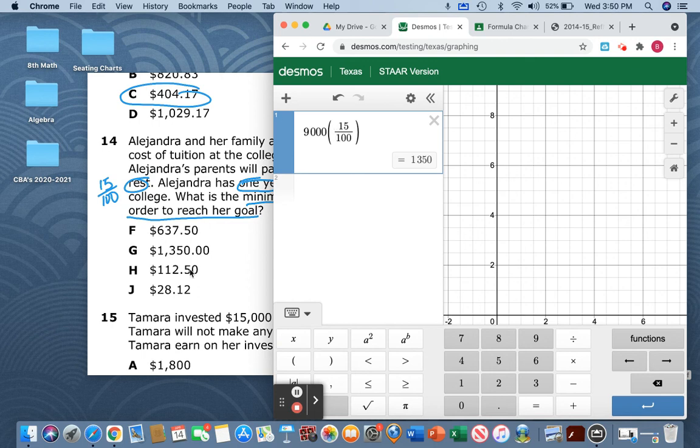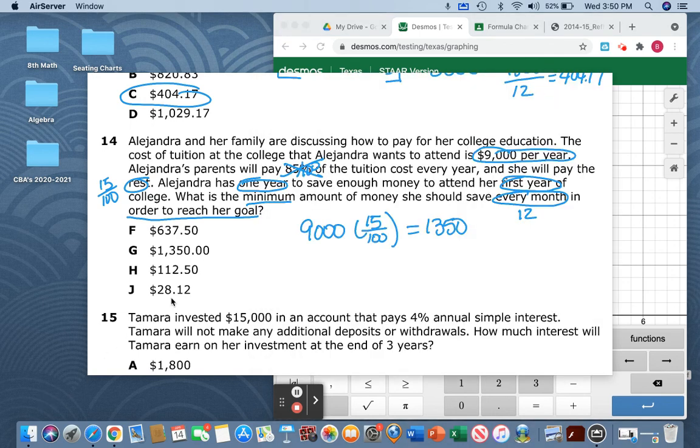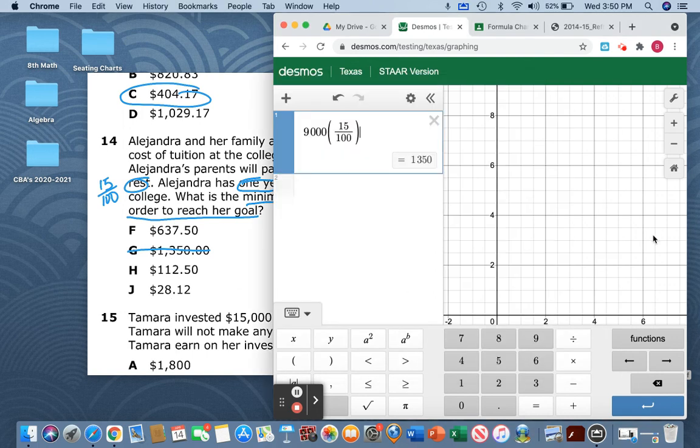So that's how much she has to pay. That's an answer choice. Is that it? No, we're not done. But every time I see the answer, I want to circle it. No, don't circle it. Don't stop till you answer the question. What is the minimum amount of money she should save every month? For a year. Every month for a year. So I'm going to take this answer and divide it by 12. Oh, I see that answer. You can circle that one. It's H.